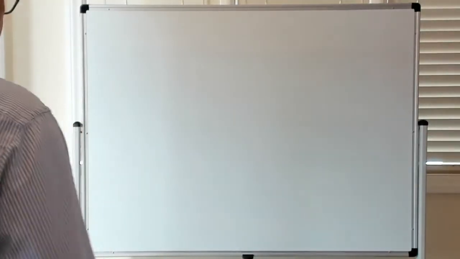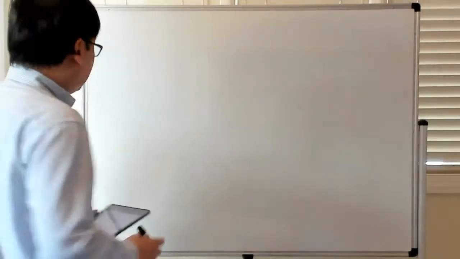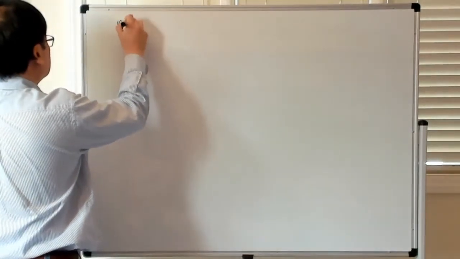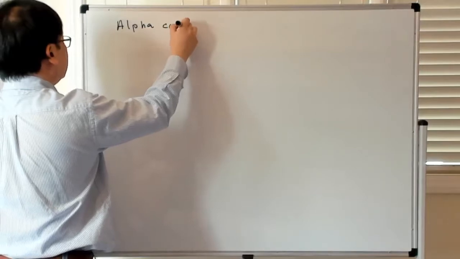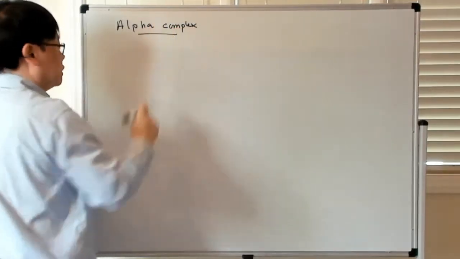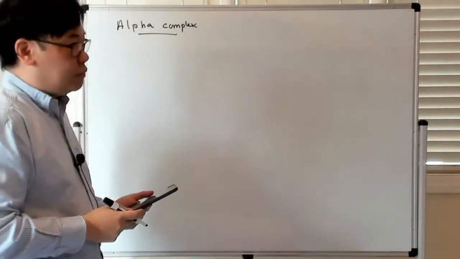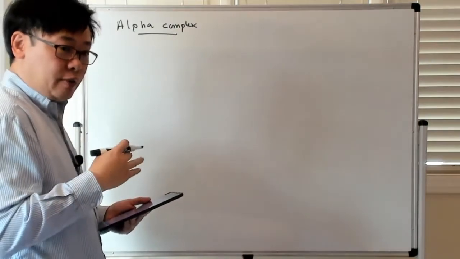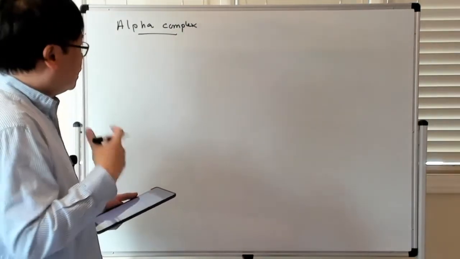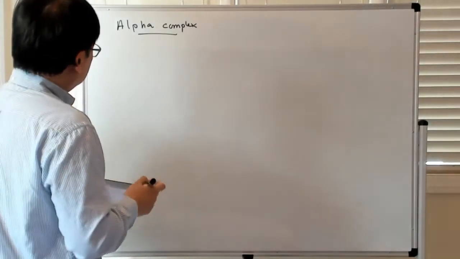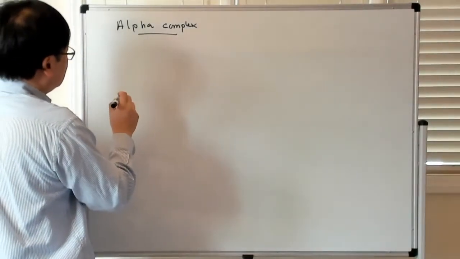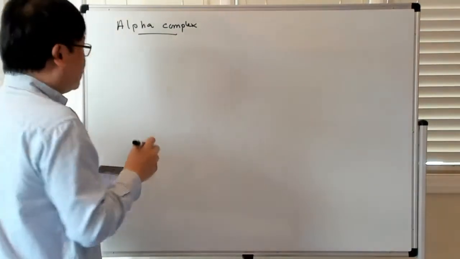So we're going to introduce the concept of an alpha complex. If you will, the alpha complex is a means of combining two properties which we've seen before, one of which comes from the Delaunay complex and the other from the Čech complex. So let's try to give you a sense as to what I mean by that.